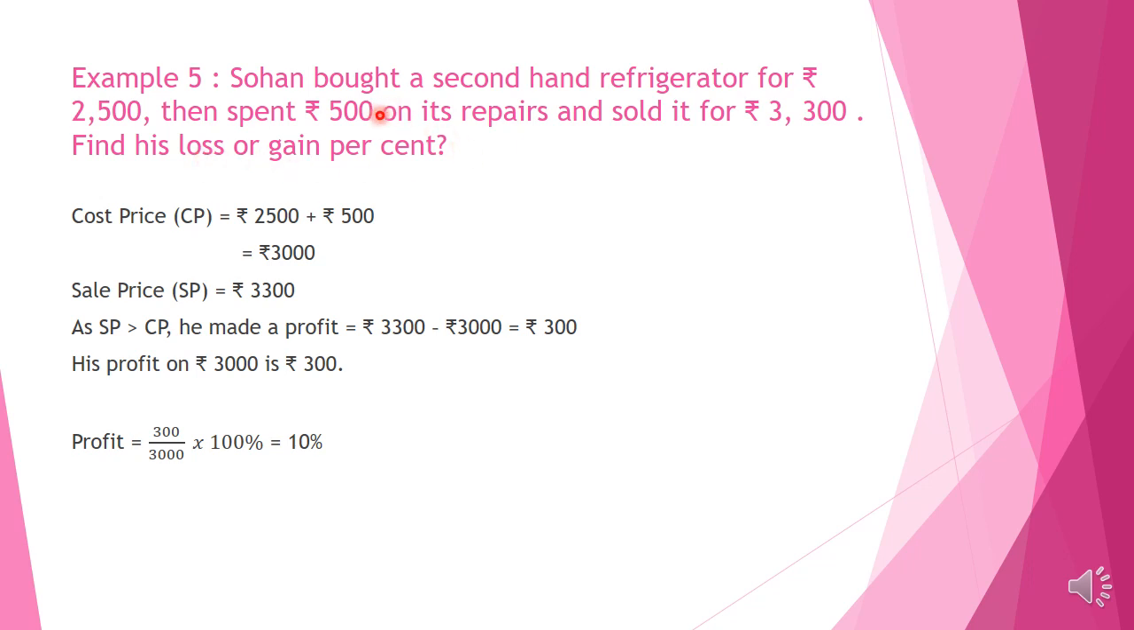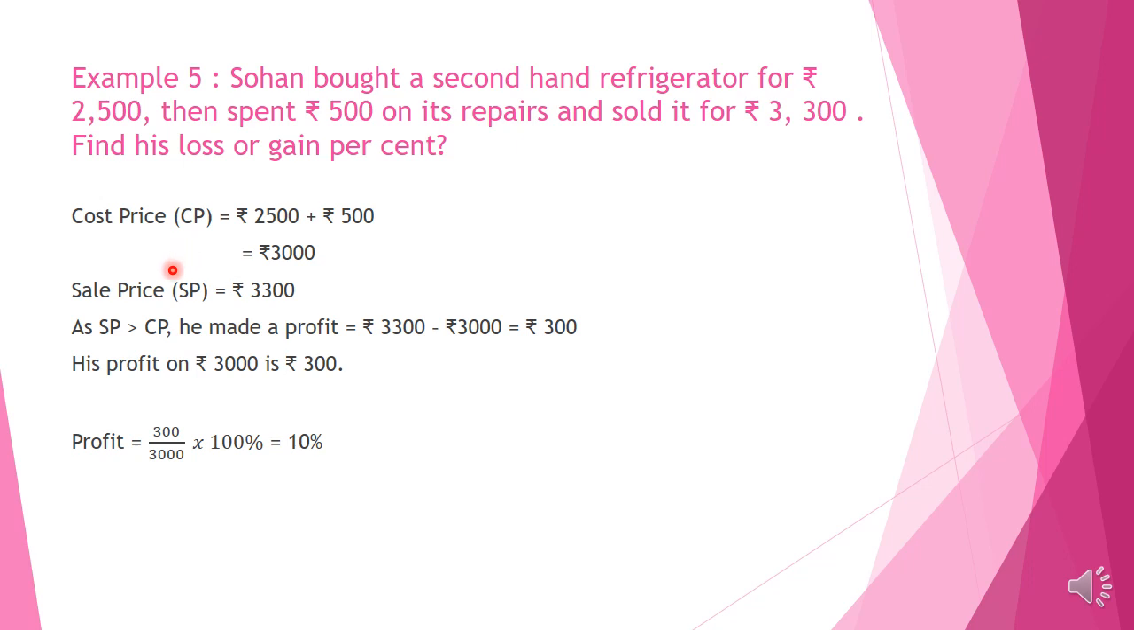Children, here Sohan bought a refrigerator and he has to spend some money on repairs. So total cost price, or we can say effective cost price, or net price, equals rupees 2,500 plus rupees 500. This is the cost price and this is the repair charge. So we have to add both these values to find the actual cost price, net price or effective cost price. So we get rupees 3,000.